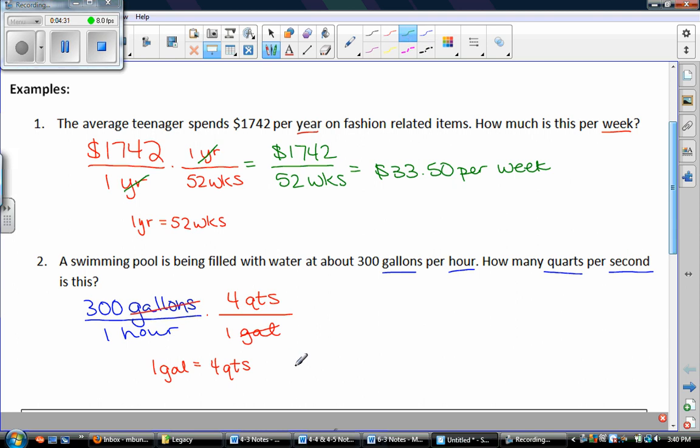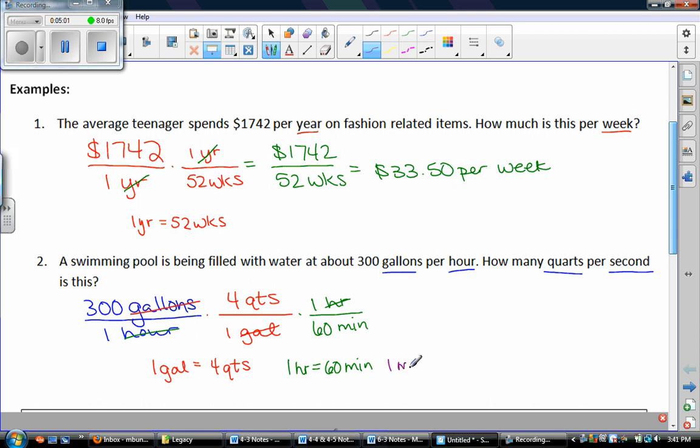So now let's use another conversion. I know that 1 hour is equal to 60 minutes. So I'm going to multiply this by, let's see, hours in the denominator, so I need hours in the numerator. So 1 hour, 60 minutes. Hour cancels with hour. And now we have quarts and minutes. But again, we still want quarts per second. So one more conversion.